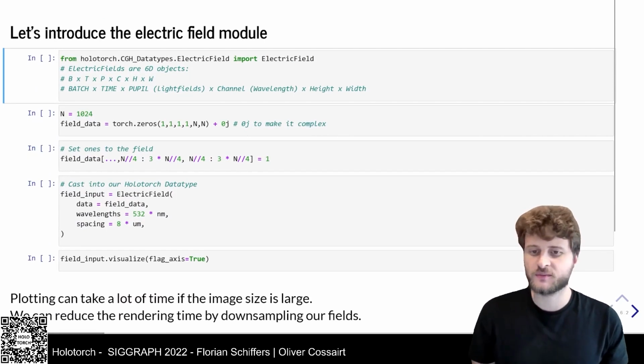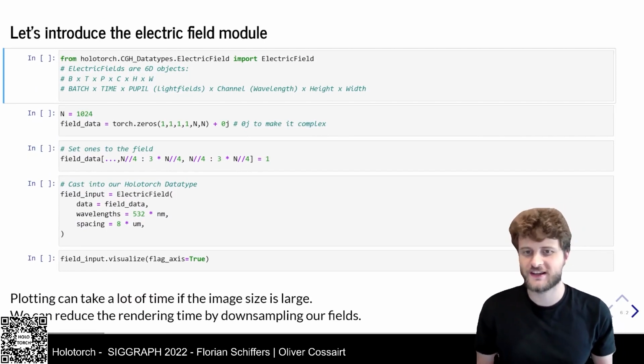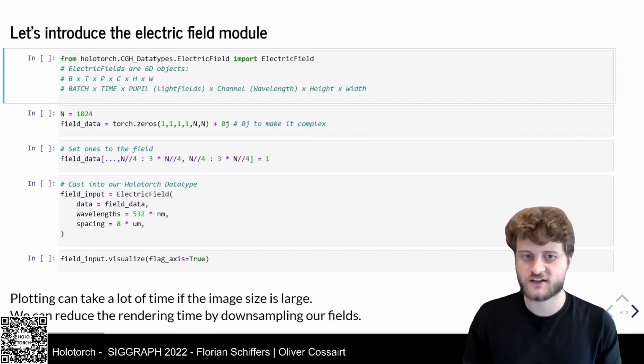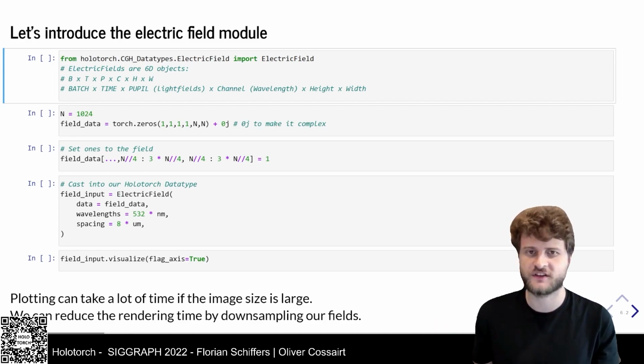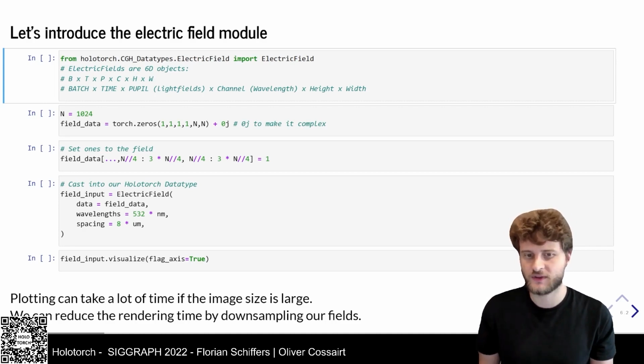And the first and most important component of HoloTorch is the electric field module. So the intention there is that we're modeling an electric field, which is spatial extension, and inside of this field we can have complex values. Electric fields are 6-dimensional objects.